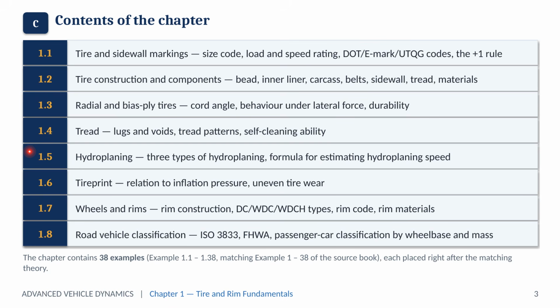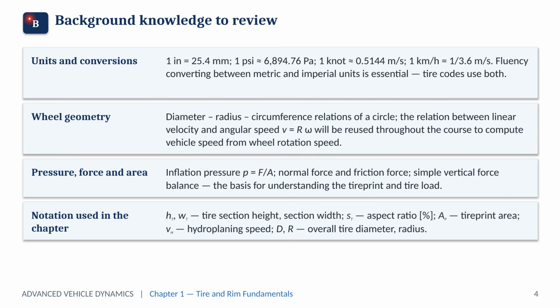Section 1.5 is hydroplaning. Section 1.6 is the tire print. Section 1.7 is wheels and rims. Section 1.8 is road vehicle classification. The chapter contains 38 worked examples, each placed right after the matching theory. Before we start, let us review 4 blocks of background knowledge.